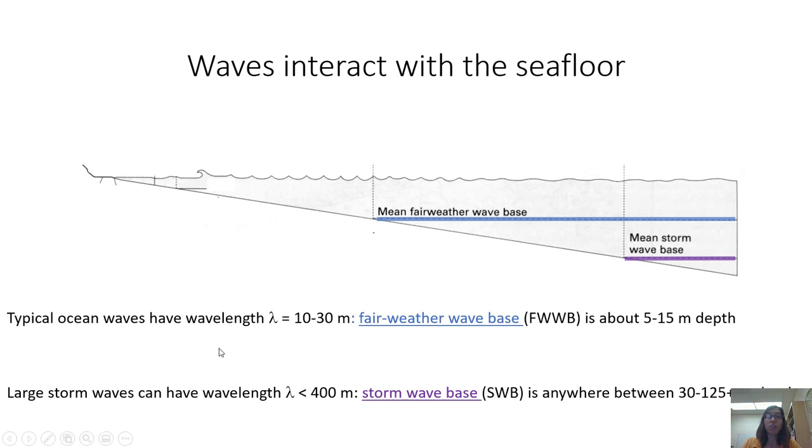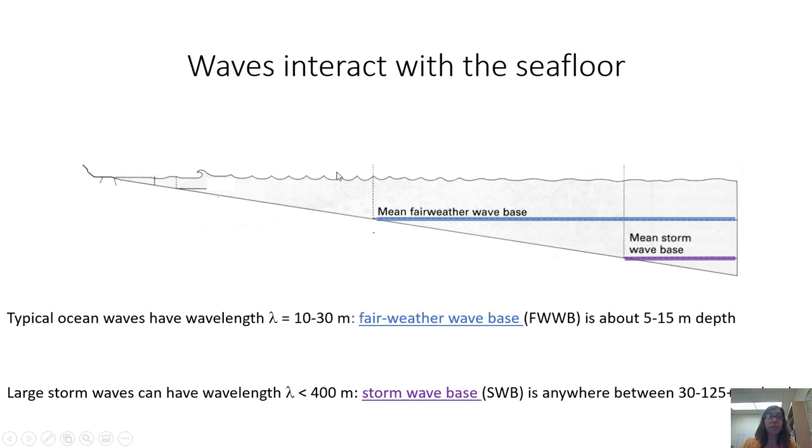Typical ocean waves have a wavelength between 10 and 30 meters. And so if you divide that by 2, because the wave base is half of that wavelength, the wave base is going to be between 5 to 15 meters depth. So if you're out swimming between 5 and 15 meters depth, you're within that region of fair weather wave base.